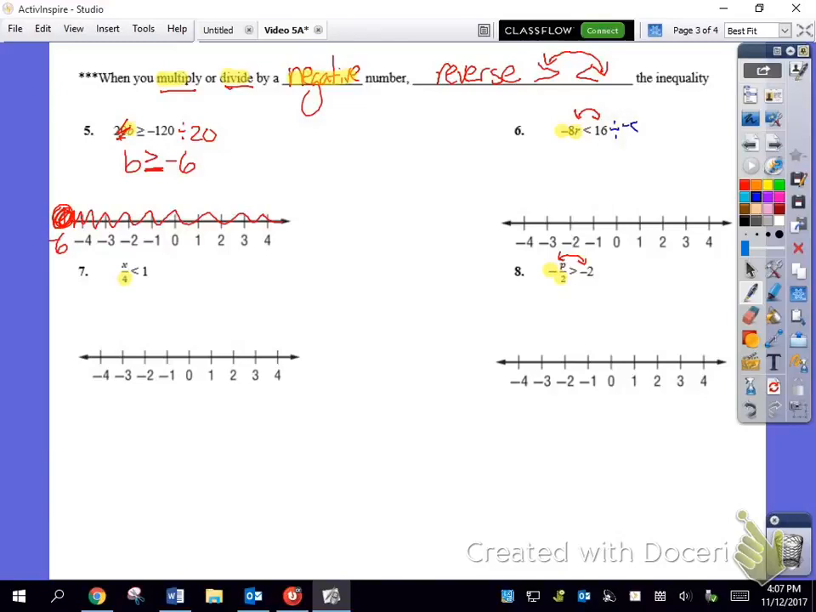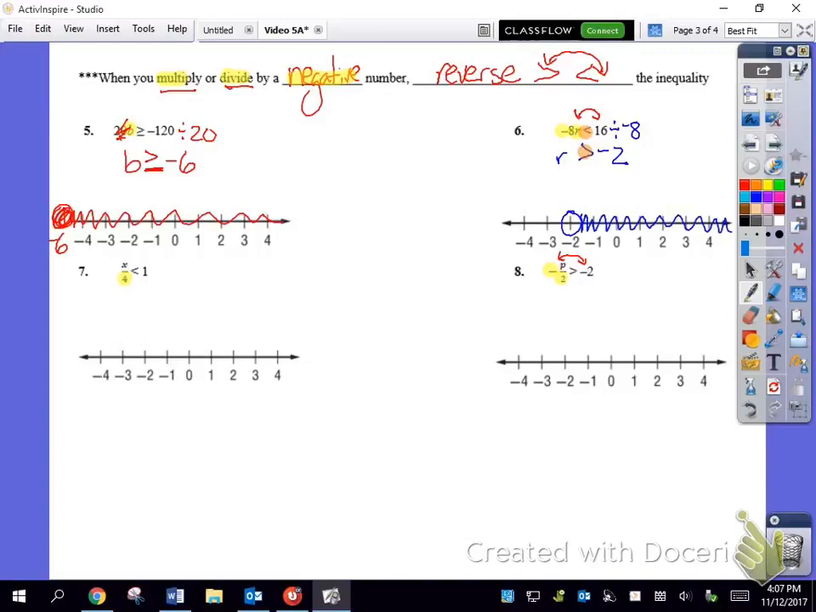On number 6, the opposite of multiplying is to divide. I'm dividing by a negative. Now when I divide by a negative, I've got to flip that sign. So it's going to change. This sign has to change and go the opposite direction. So greater than negative 2. So I'm going to circle negative 2, leave it open, and greater means go to the right.